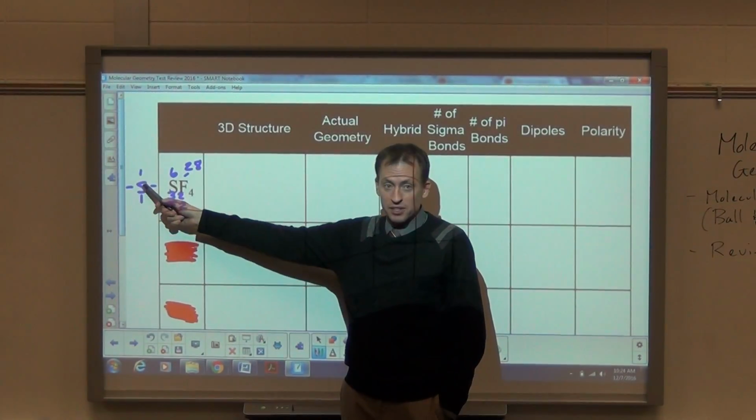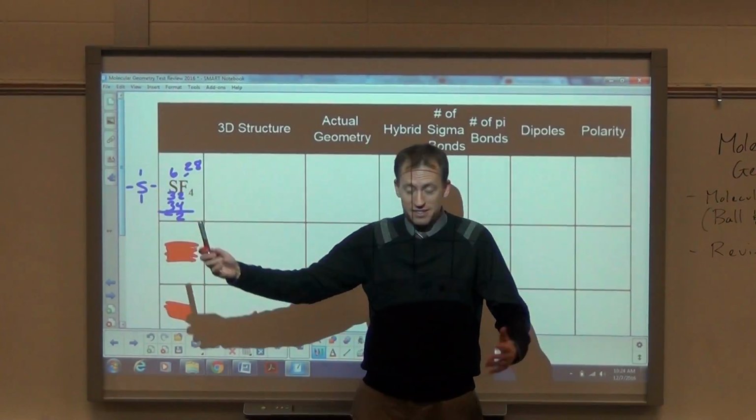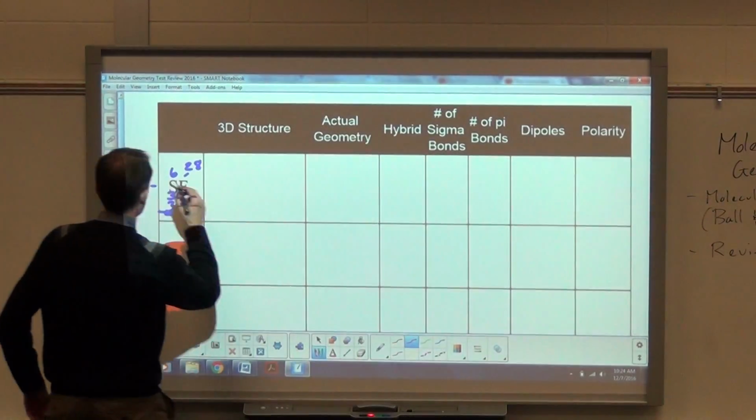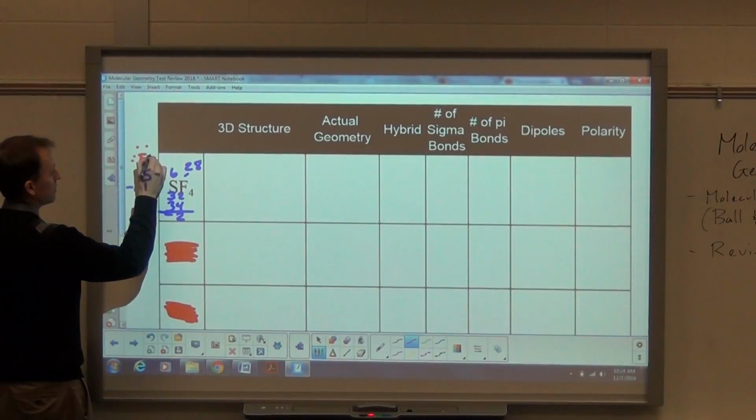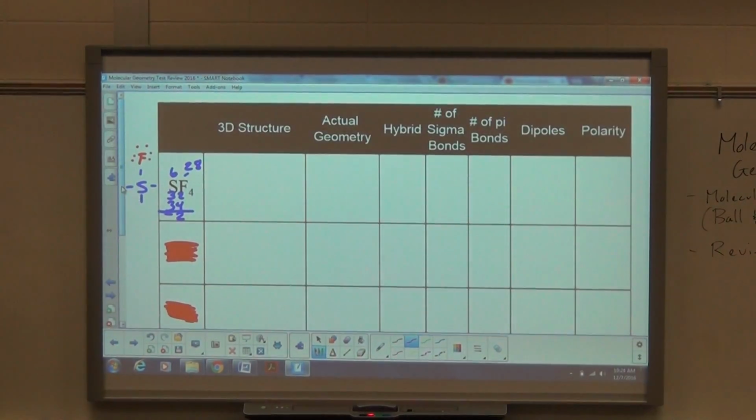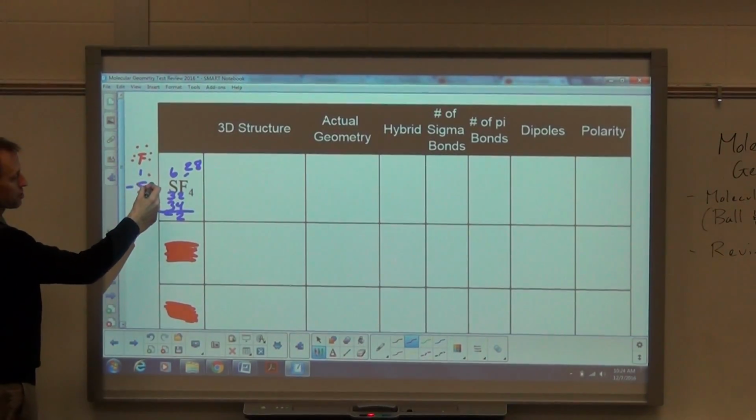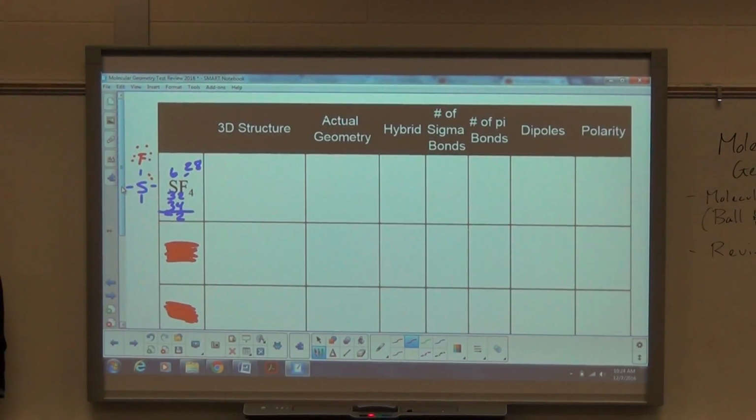I only have 32. Remember, each line's worth 8. If you're not understanding my notation, I am visualizing that there's an F bonded at each of those lines. So I have to add more electrons because I'm short by 2. So what was all that for? Clouds. How many clouds do I have?